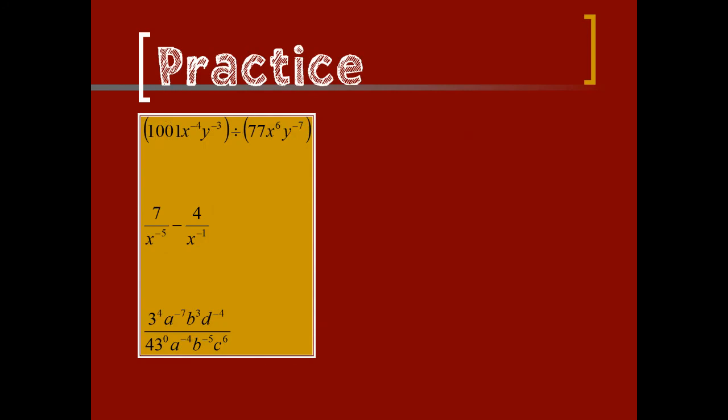Let's do a few more. I think these are our last 3 examples or practice we'll do together. So I'm going to write this out as division. 1001, x to the negative 4th, y to the negative 3rd, divided by 77, x to the 6th, y to the negative 7th. So let's see, does 1001 divide by 77? I feel like yes, right? If it ends with a 3, so it's got to be 13. Yeah. So when I divide those two, I get 13.